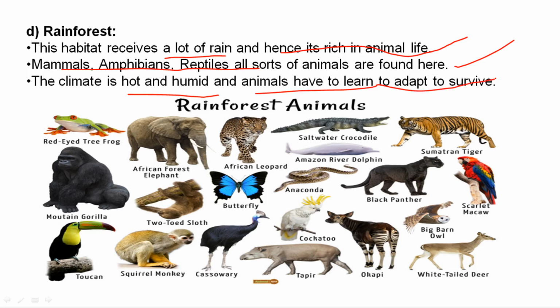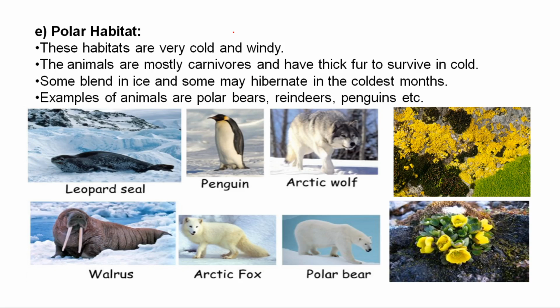Okay, look, red-eyed tree frog, African forest elephant, African leopard, saltwater crocodile, Amazon river dolphin, Sumatran tiger, scarlet macaw, black panther, anaconda, butterfly, two-toed sloth, mountain gorilla, toucan, squirrel, cassowary, tapir, cockatoo, okapi, barn owl, white-tailed deer, all are the animals of rainforest. Next, polar habitat.